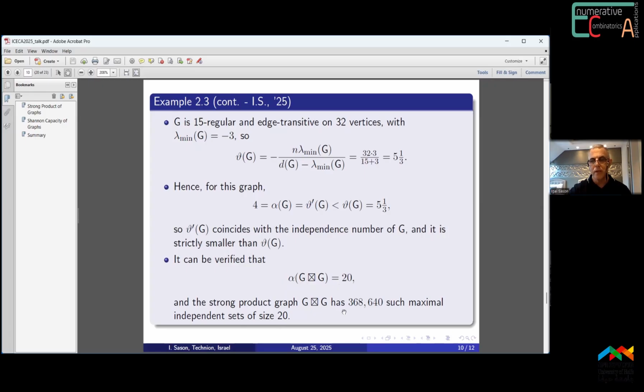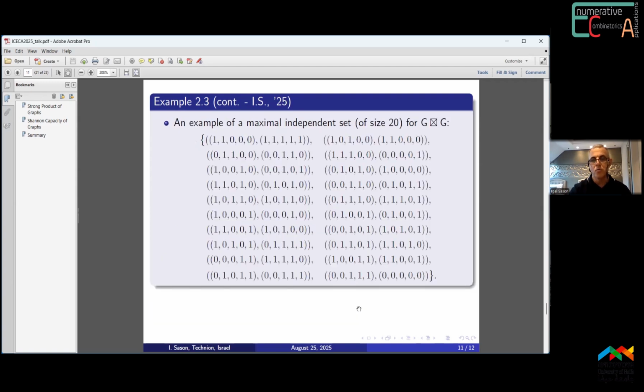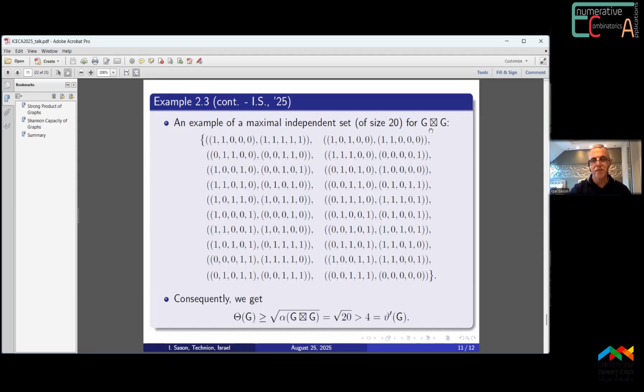And actually, there are many independent sets of size 20 of that graph, and this number was just found by the SageMath program for that specific graph. So this is just an example of a maximal independent set of G times G, strong product G with itself. So as I said, the Shannon capacity of G is at least the square root of 20, which is larger than 4, that is equal to the Schrijver's theta function.